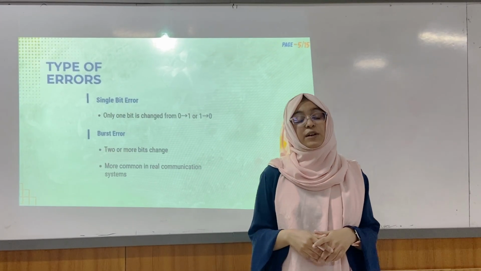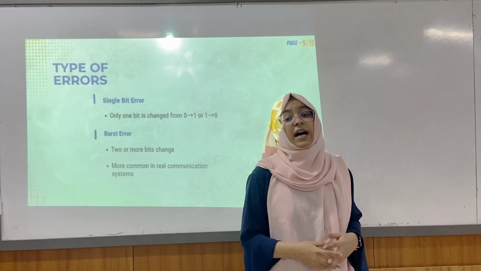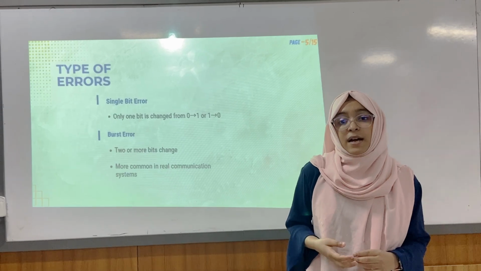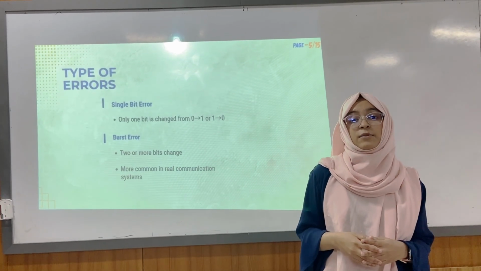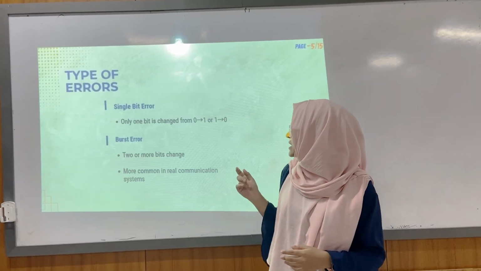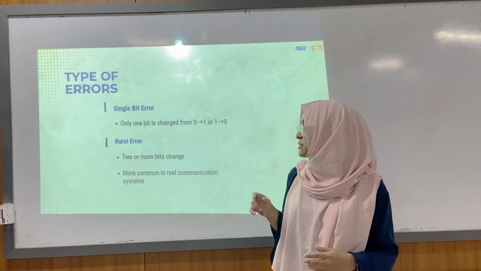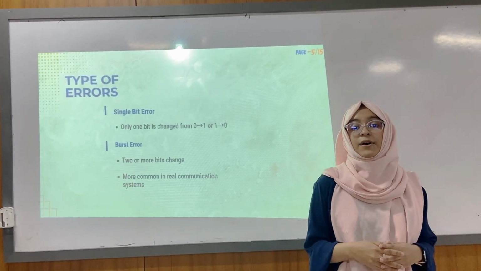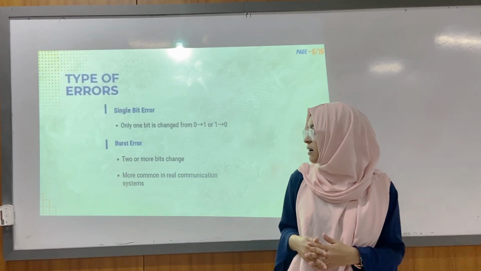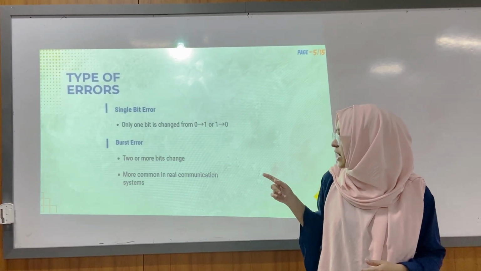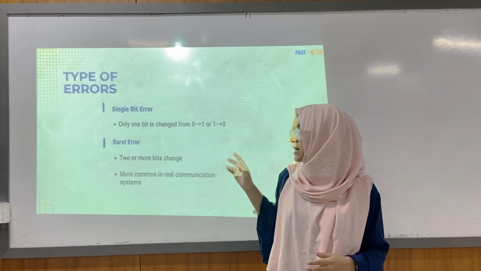Types of error. There are two types of error: single bit error and burst error. Single bit errors happen when one bit changes, either from 0 to 1 or 1 to 0. It is also easy to detect and fix them. Burst error happens when several bits change. It is very difficult to detect and very difficult to fix these errors.